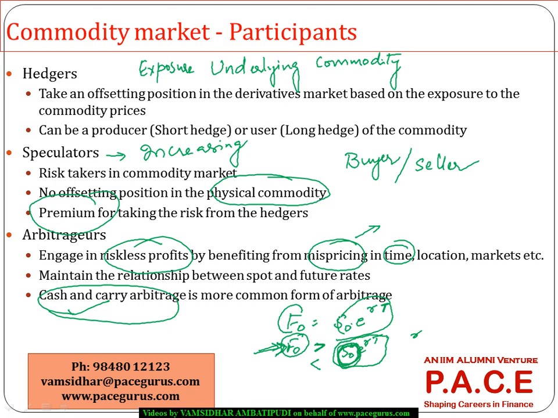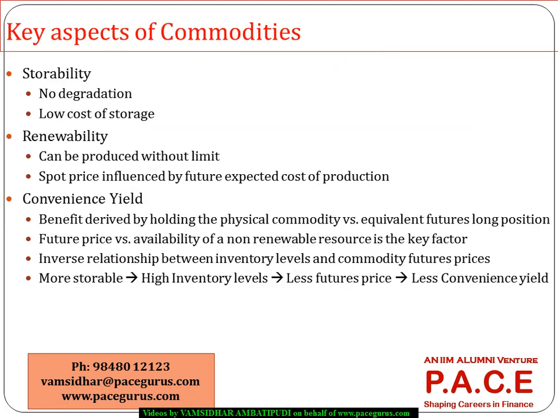So arbitrageurs look out for the mispricings or differences in the prices of the same commodity in different markets at different points in time, and basically try to lock in their profits without taking any additional risk. That set of participants in the commodity market get classified as arbitrageurs. These are the three major categories of participants we see in the commodities market.